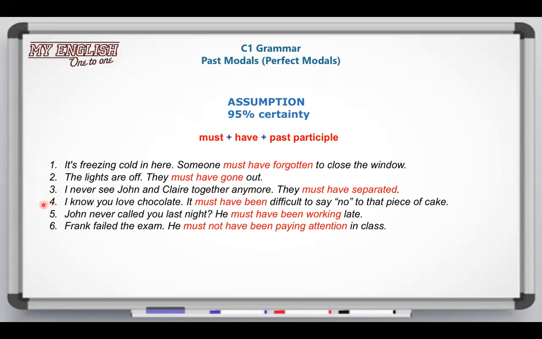Number 4, I know you love chocolate. It must have been difficult to say no to that piece of cake. Number 5, John never called you last night. Or John never called you last night? With a question intonation. He must have been working late. Number 6, Frank failed the exam. He must not have been paying attention in class. All right, so this was the assumption.